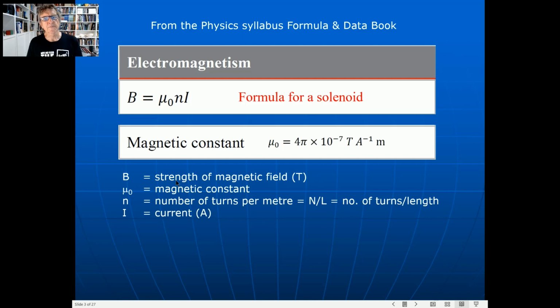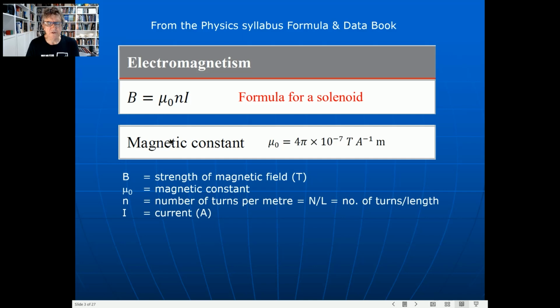Okay, let's move on. I'll just go back to this image. In the physics syllabus, you'll have a formula and data book that goes with it. In the section on electromagnetism, there's a formula which is B equals mu 0, the Greek symbol mu, 0. That's called the magnetic constant. You can see it in the next line down. Times n, which is the number of turns per meter that I was talking about, times the current, I. So that's the formula we're going to look at today.